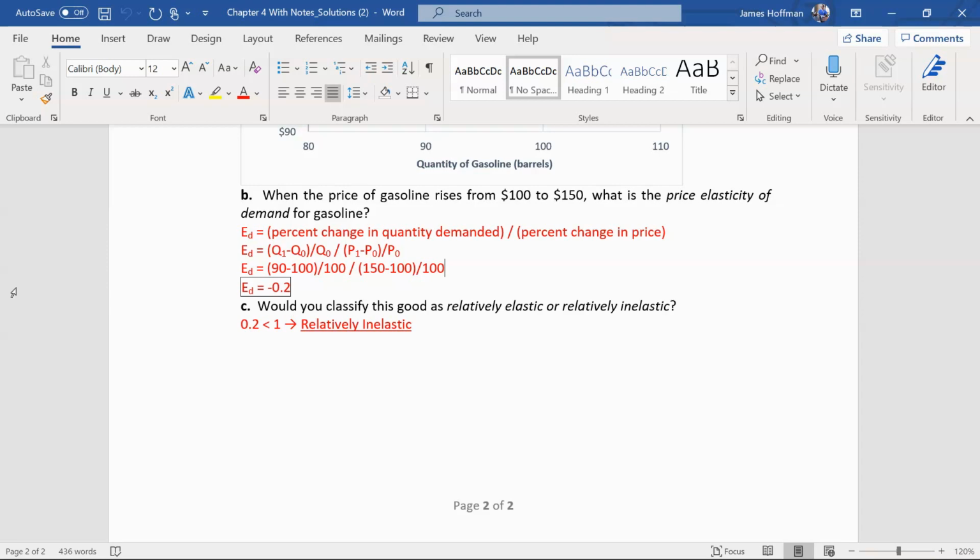So this same formula, and plug in your numbers, and if you put this in a calculator, it comes out to, I think, exactly negative 0.2. Okay, so the price elasticity of demand for gasoline here is negative 0.2. It's also fine if you just say 0.2. It doesn't matter to me, but I usually keep the negative because it represents a law of demand, but either negative 0.2 or 0.2, either one is fine.